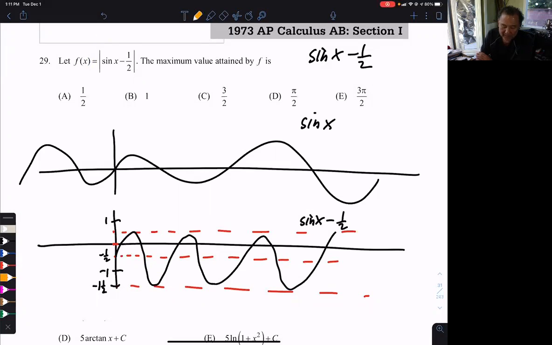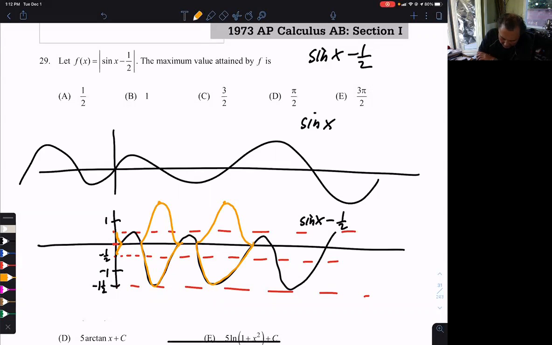So the absolute value takes anything that's negative and makes it positive. Well, this is negative down here, so the absolute value is going to make it positive. It's going to be right there. All of this down here is negative, so the absolute value is going to flip it up, so that point's going to be up here. You're going to get something like that. All this is negative, and you're going to get the same thing. It's going to repeat over and over.